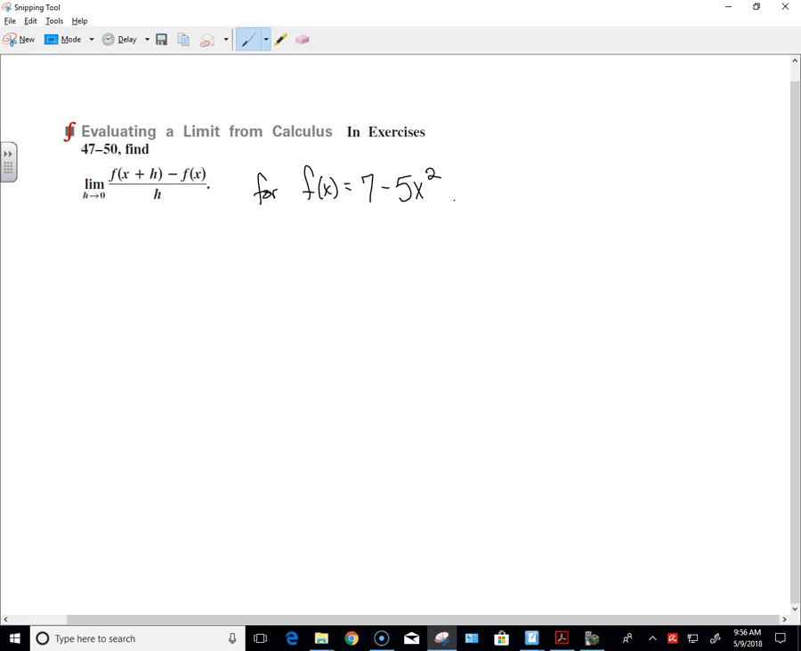I did not give you a crazy one. No complex fraction. No nasty square roots or conjugates. I should have made it a little bit meaner. That's okay.